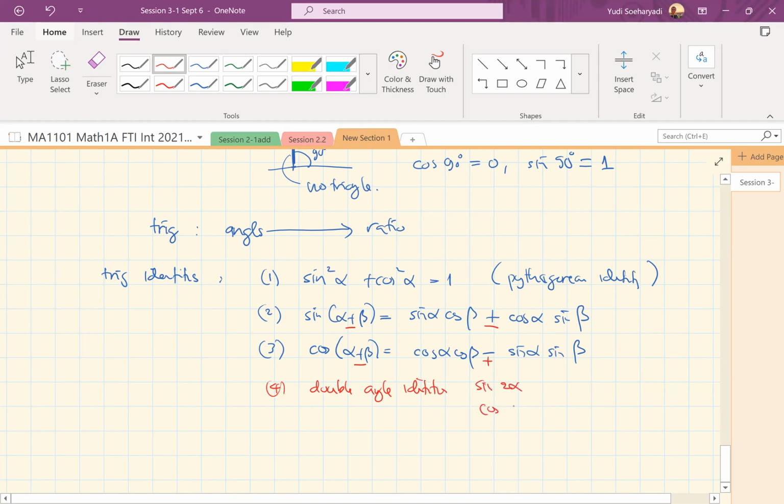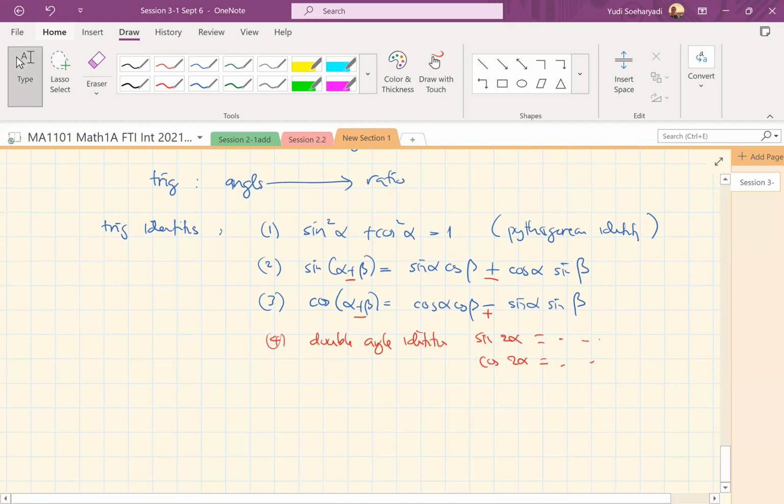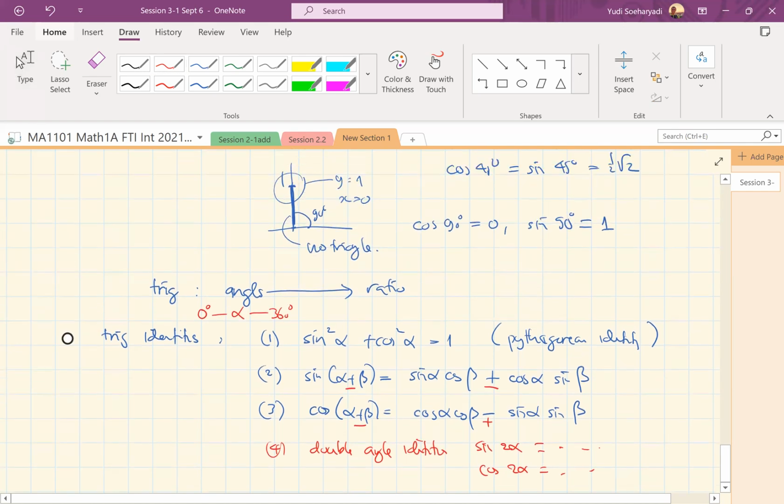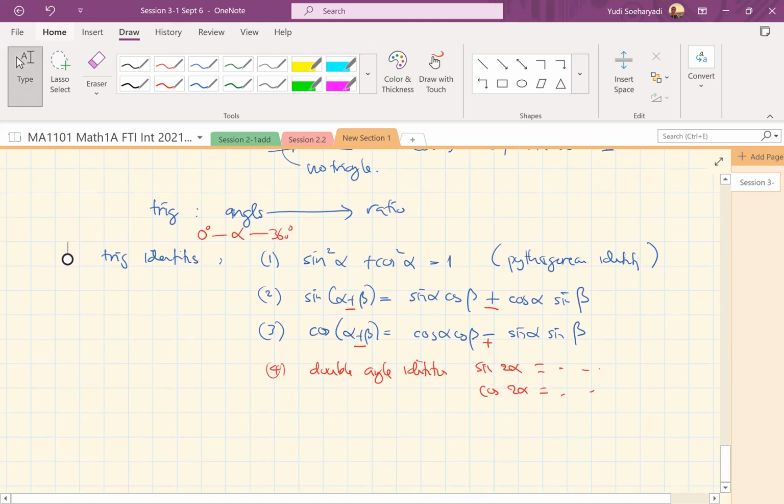Sine 2 alpha, cosine 2 alpha. I won't write this down. So these are some of the basic identities in trigonometry. Here alpha is between 0 and 180 degrees, sorry, 60 degrees. All right, so trig is basically changing angles to ratio.